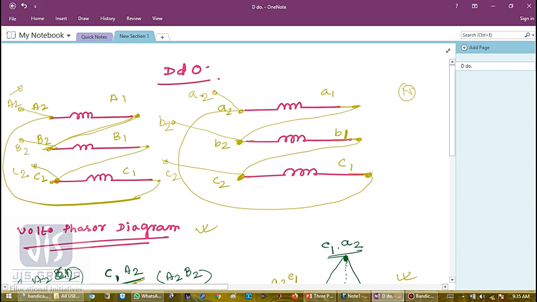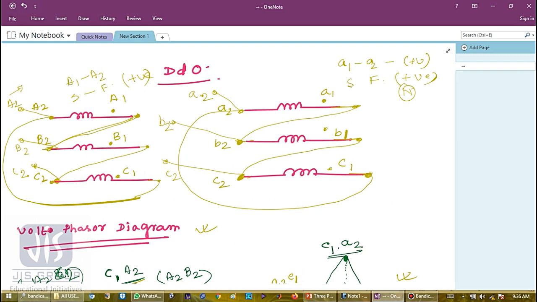Now let me give the dot notation. So here is a dot, here is a dot, here is a dot. That means A1, A2 is positive. So here also it will be true. A1, A2 is positive. That means start to finish, start to finish positive. So this is all about the group 1 connection.